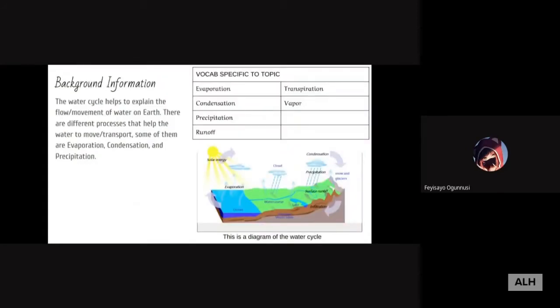The water cycle is a model that helps to explain the flow and movement of water on Earth. There are different processes that can help the water on Earth to move from one phase of matter to another, like from solid to liquid to gas, and then back and forth, because it's like a recycling process.